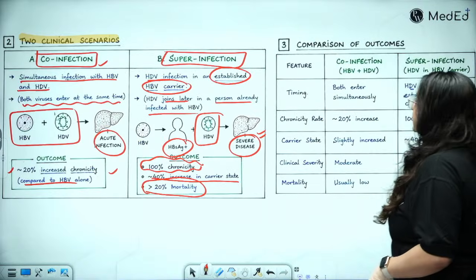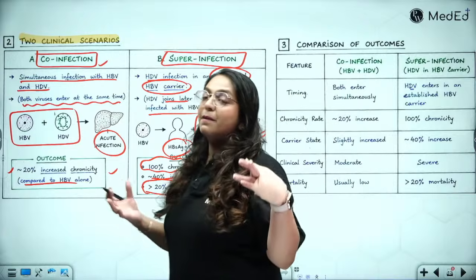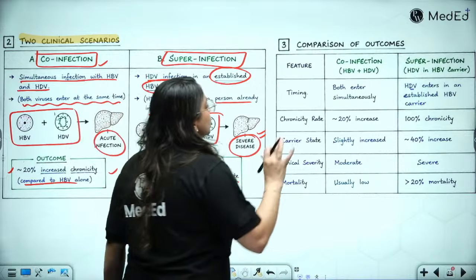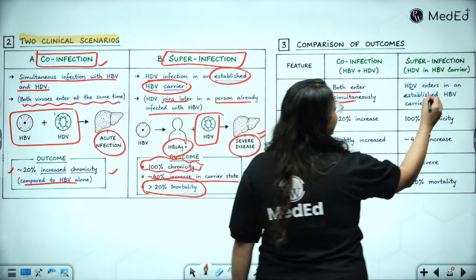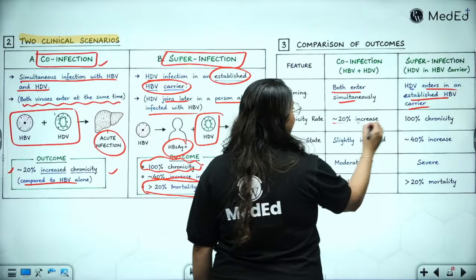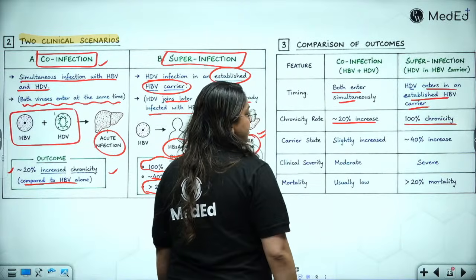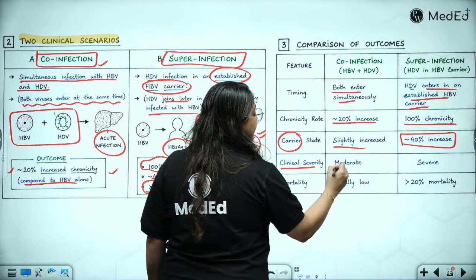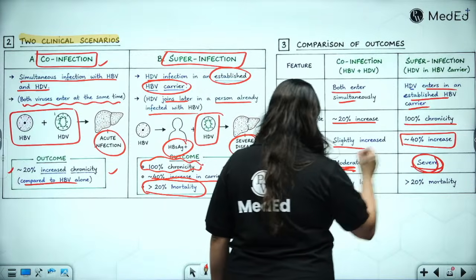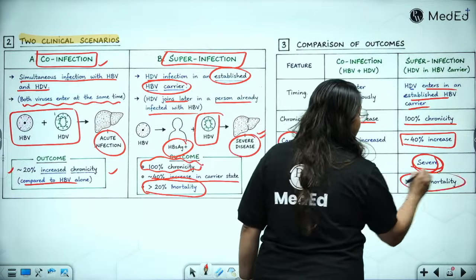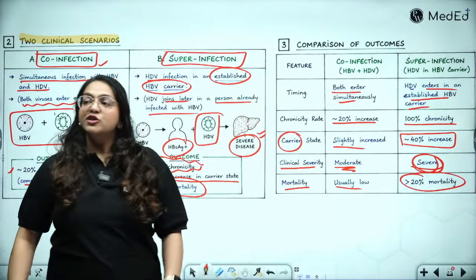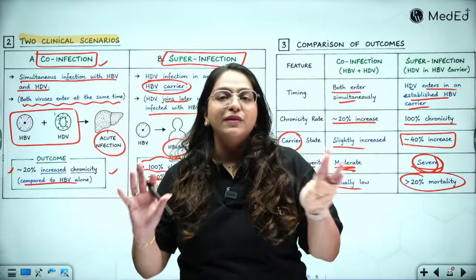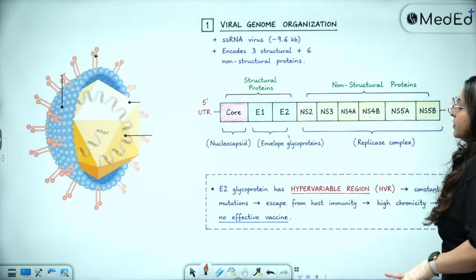You can also make a comparison table. Like I said, whenever you can make a comparison table, make a comparison table. So you will write: both enter simultaneously; it enters in an established carrier. Here 20% increase in chronicity, 100% increase in chronicity. Carrier state is slightly increased; carrier state is 40% increase. Clinical severity is moderate; over here it is very, very severe. And mortality is usually low; here there is more than 20% mortality associated. So whenever you can make a differences table, please go ahead and make a differences table. This is the rule of writing university answers.